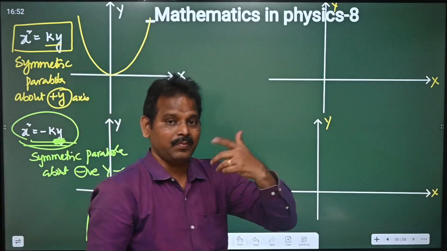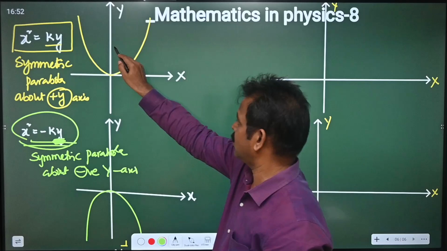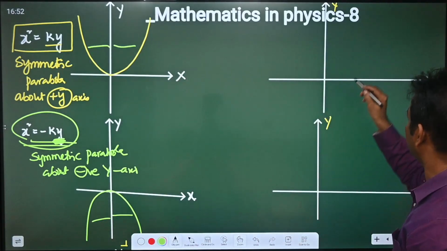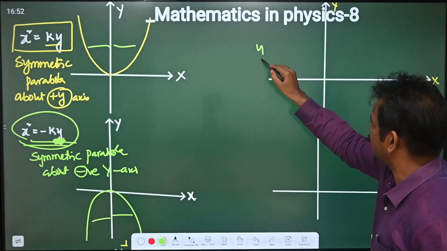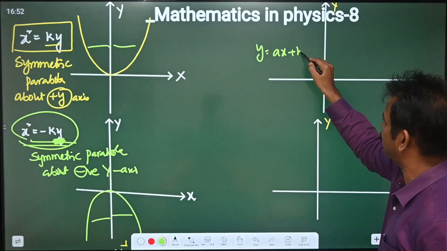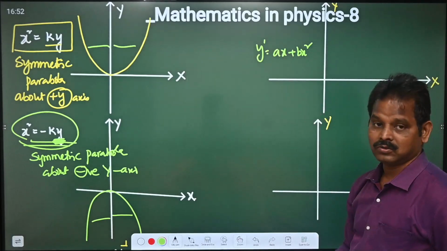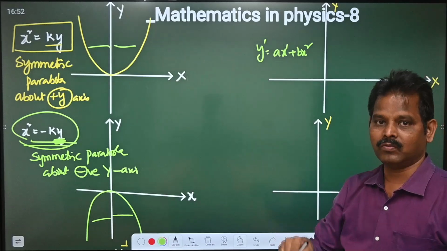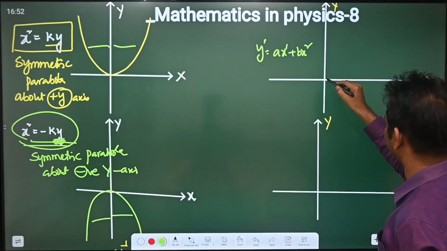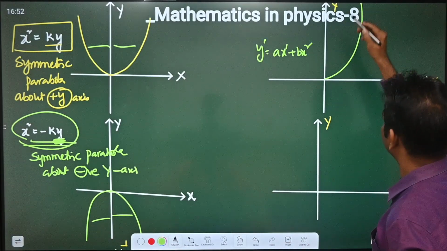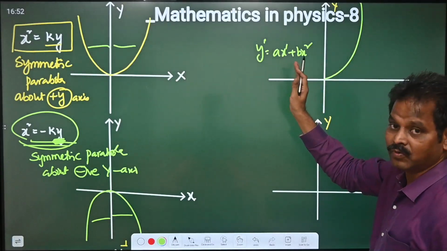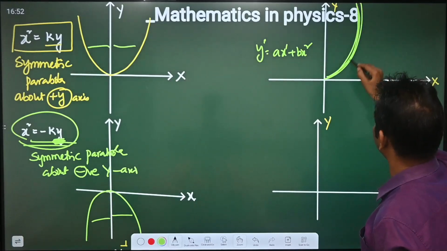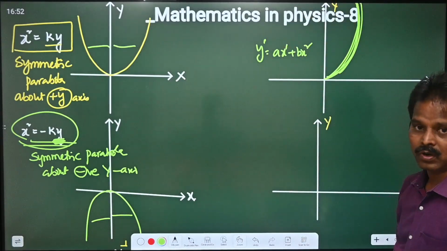Now, what is asymmetric? Here it is symmetric, and the right side and left side will be the same. But if we take the equation y is equal to ax plus bx square, here also you can see y power is 1, x power is 2, and we have one more term which is x power 1. For this, students, the graph will be like this. On the left side we won't get any parabola. So this is y is equal to ax plus bx square and its graph comes like this.